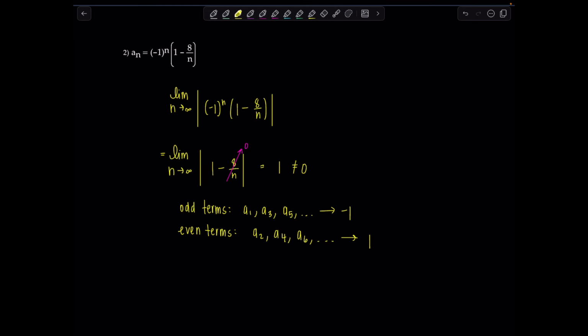That's a big no-no. So then from here, we can just conclude, okay, this means the limit as n approaches infinity of negative 1 to the n times 1 minus 8 over n does not exist. So then the sequence is divergent.